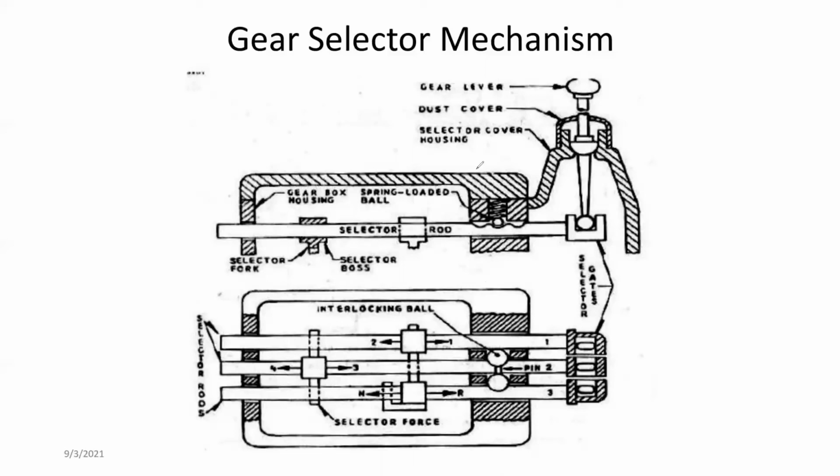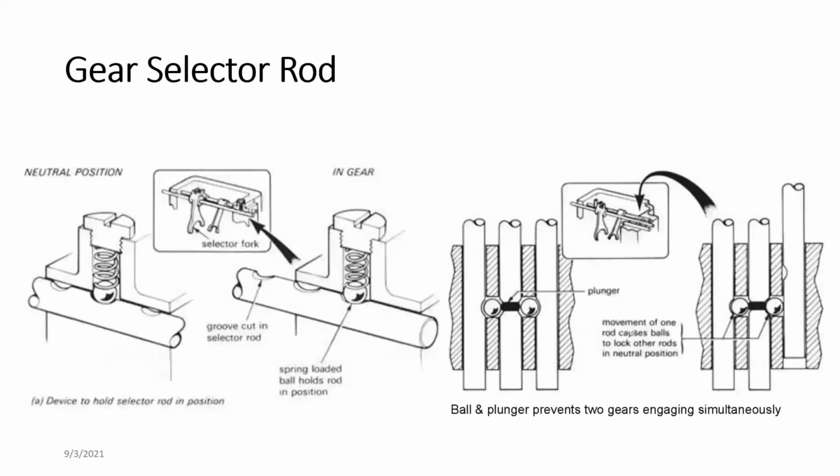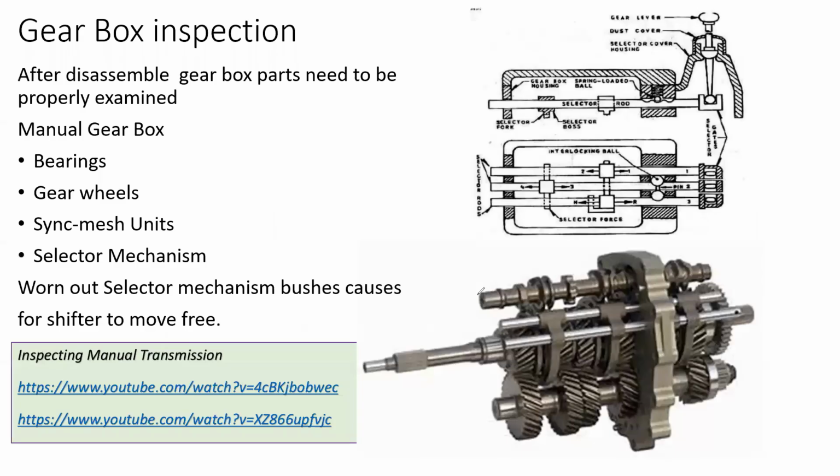In order to keep the gears locked in place and not come back, a spring-loaded ball mechanism is used for each shaft. This is known as a pin. This pin keeps the gears from popping back or coming out of gear. This shows how the gears are locked. You can see this spring is locked, so that spring prevents movement of the gears without selection.